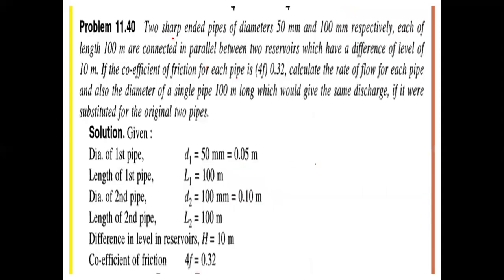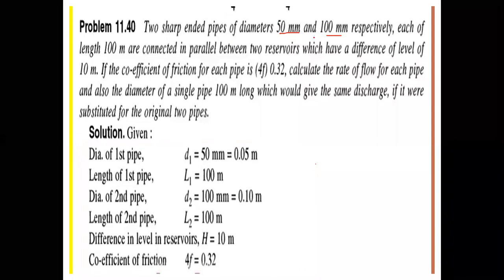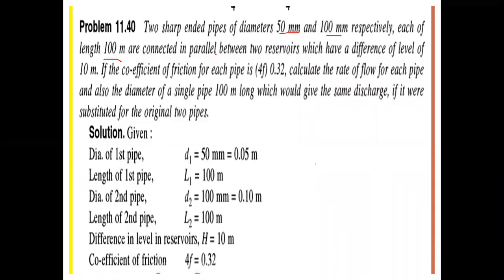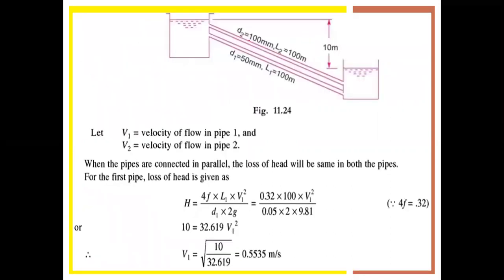Next problem. Two sharp-ended pipes of diameters 50 mm and 100 mm respectively, each of length 100 meters, are connected in parallel to two reservoirs which have a difference of level of 10 meters. So the difference between the two reservoir water levels is 10 meters.